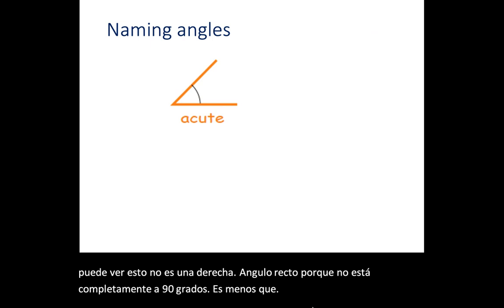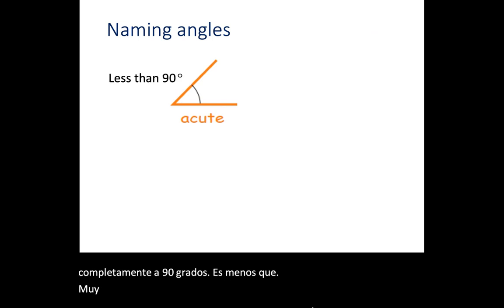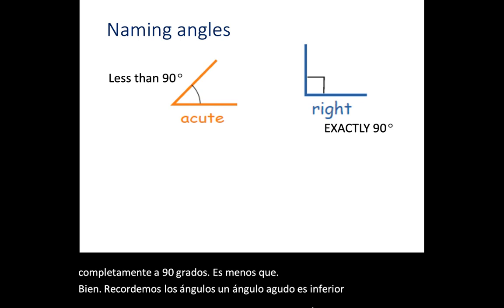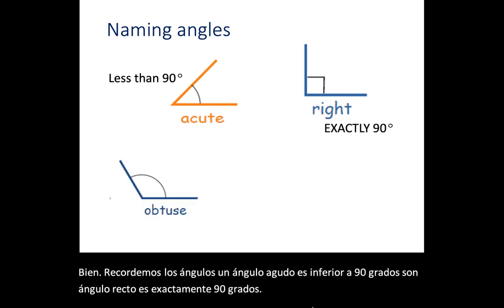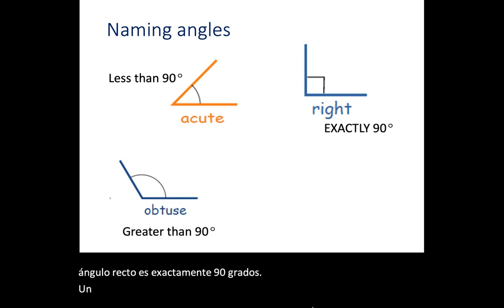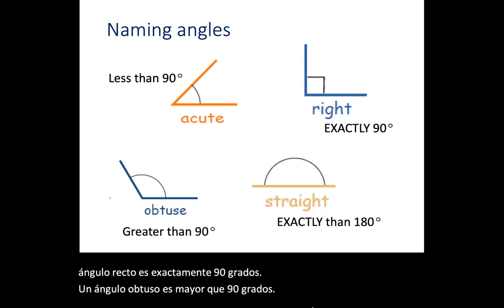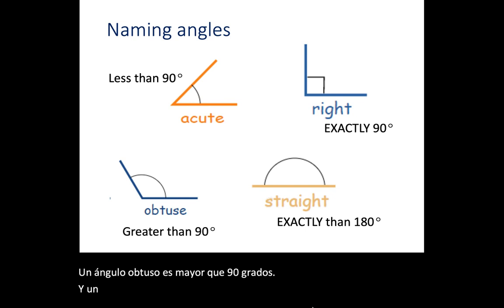All right, let's remind ourselves about angles. An acute angle is less than 90 degrees. A right angle is exactly 90 degrees. An obtuse angle is greater than 90 degrees. And a straight angle is exactly 180 degrees.